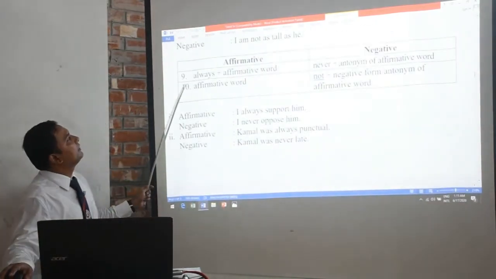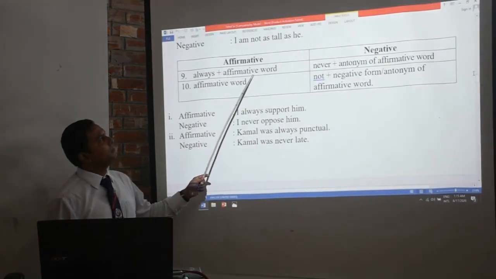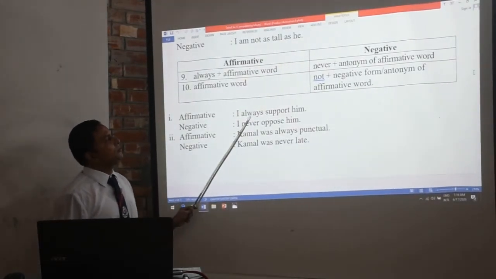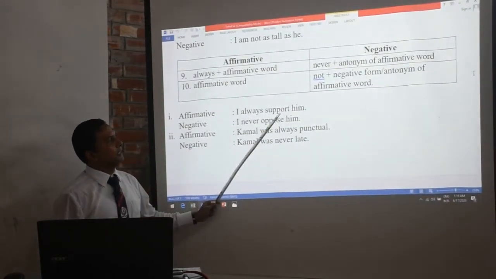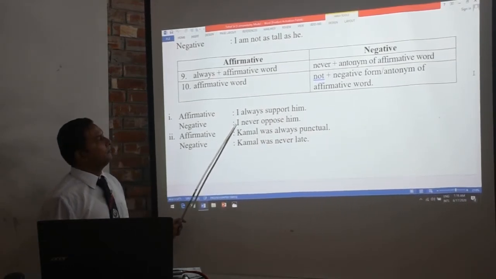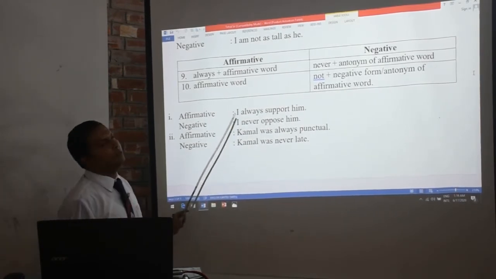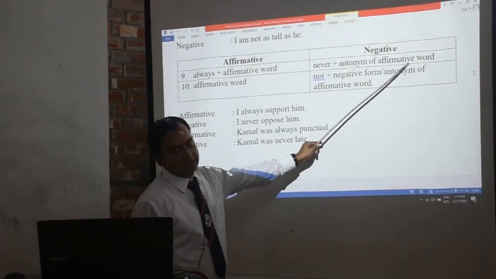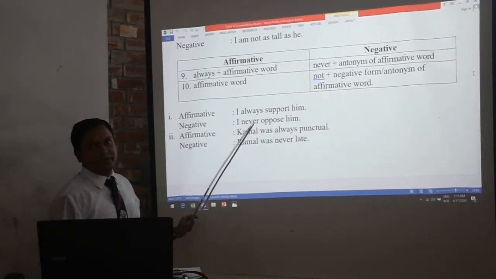In the next rule, you can see the use of "always" plus an affirmative word. If you see the use of "always" in a sentence, you have to use "never" instead of "always." I always support him. The negative sentence will be: I never oppose him. What is the change here? "Always" will be replaced by "never," and the antonym of the affirmative word. The antonym of the word "support" is "oppose." So the answer is: I never oppose him.